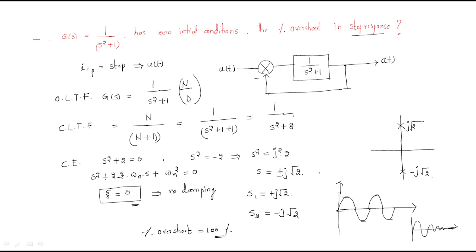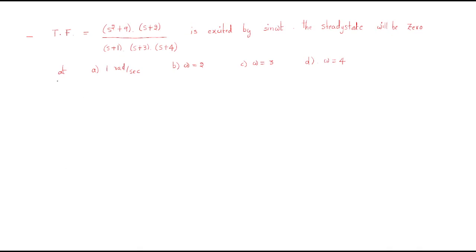And the next problem is here. The transfer function is s square plus 9 s plus 2 by (s plus 1)(s plus 3)(s plus 4), excited by sine omega t. The steady state will be 0 at 1 radian per second, or omega equal to 3, or omega equal to 4. Okay, so we need to find omega. First, what is the given signal?